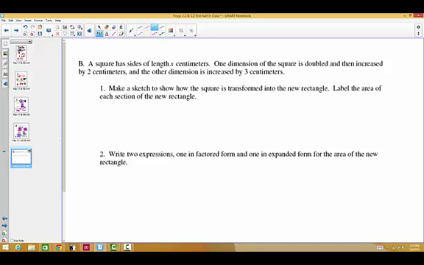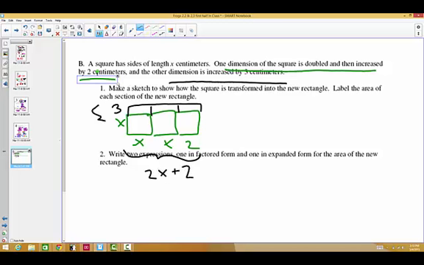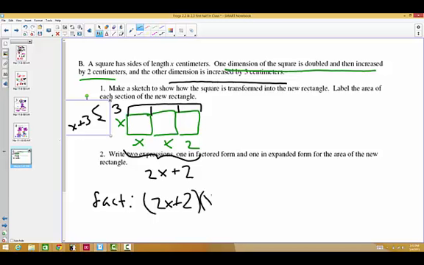The last problem, it says make a sketch to show that you start with an x by x. One dimension of this square is doubled and then increased by 2. So doubling it means you're going to add an x, and then you're going to increase it by 2. And the other dimension is increased by 3. So this 3, you've got to kind of chunk it up there. So we're going to label these areas and we're going to write two expressions. So this dimension is 2x plus 2. This dimension is x plus 3. So factored form is 2x plus 2 times x plus 3.